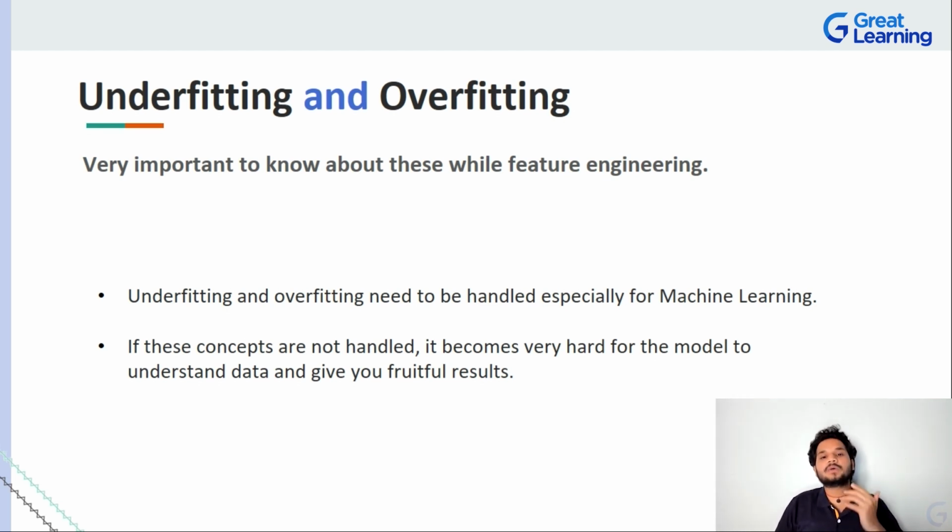Now, underfitting and overfitting are situations, conditions that you wouldn't want to find yourself in, or you wouldn't want your machine learning algorithm to find itself in.